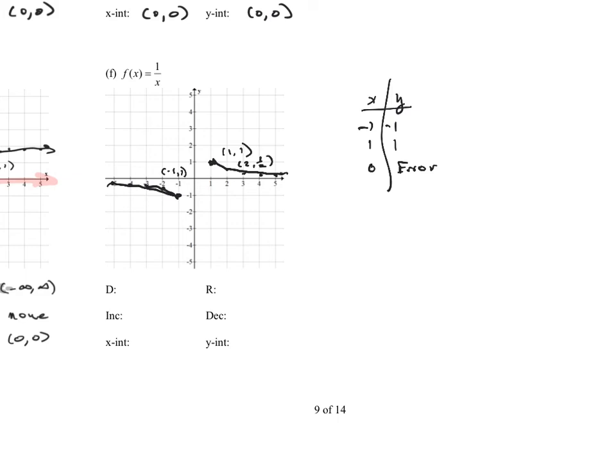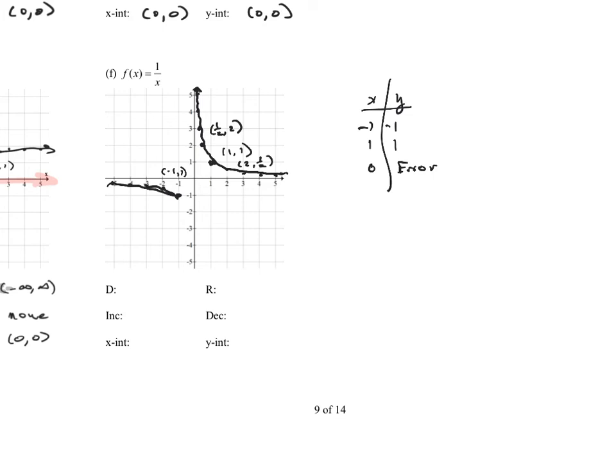Try plugging in something like 1/2. 1 over 1/2 is actually 2, so the point would be 1/2, 2. If I plugged in 1/3, that would be 1 over 1/3, which is 3. So 1/3 would actually go up to 3, 1/4 to 4, 1/5 to 5. So as I get closer and closer to 0, from the right, it looks like I go up towards infinity.